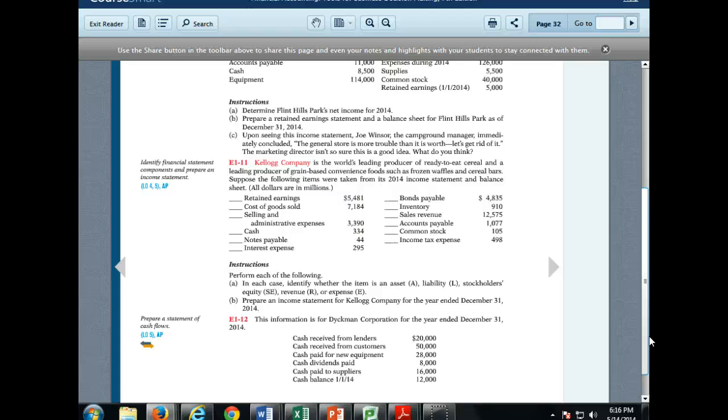Okay? Now what we have to do is we need to then prepare an income statement with all this information. So what do you guys think? I'm going to have you help me do the income statement. I'll do it on the board. Actually, I'm not going to do it on the board. I'm going to do it on here so you can go over it again.